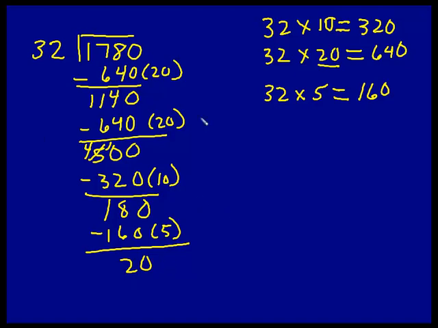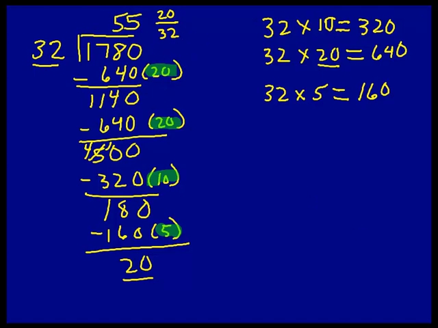So I'm going to add up all of the times that I did. So I've got 20 plus 20 plus 10 is already 50. Then I've got that other 5, which is 55. So this goes in 55 whole times with 20 left over. So this is my leftovers. It goes in the numerator. And what I divided by goes in the denominator. So 55 and 20 32nds is my quotient.